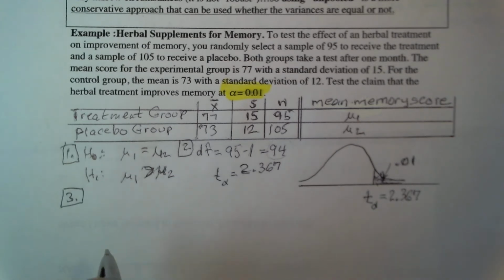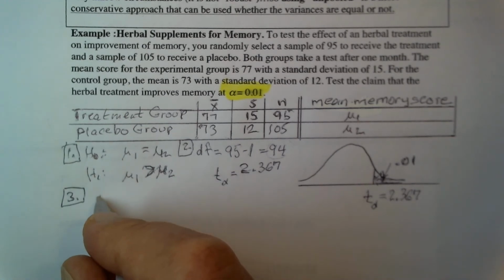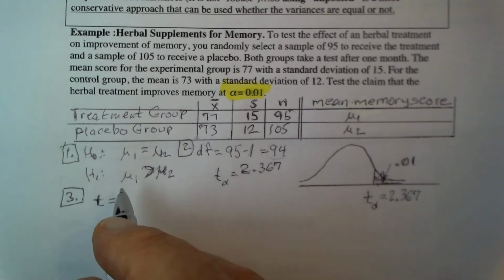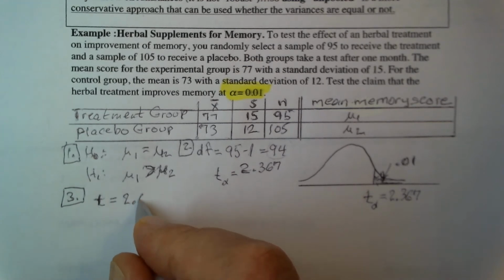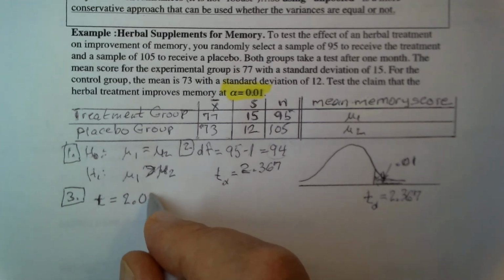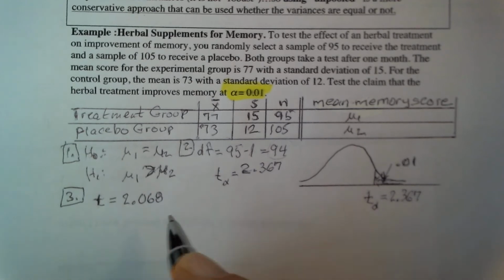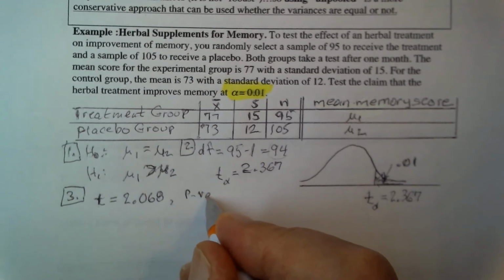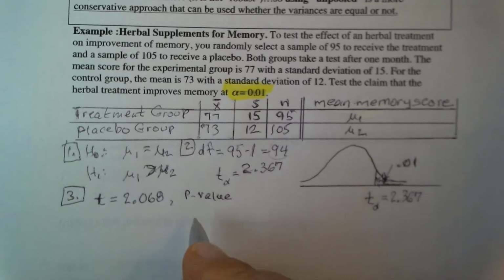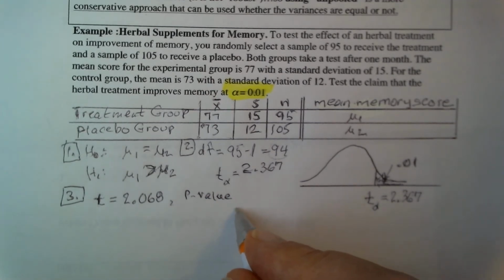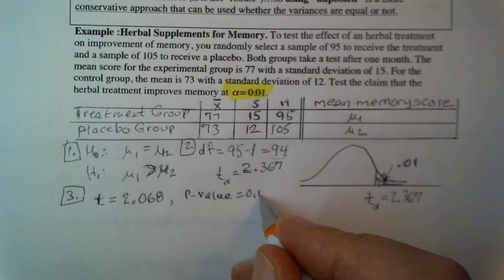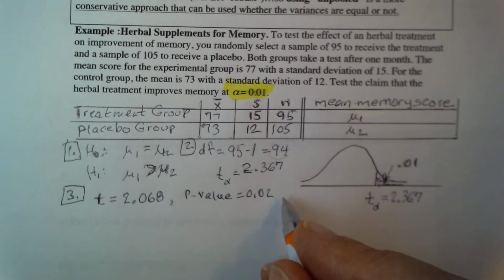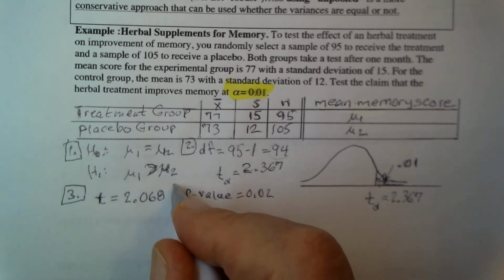Using technology, we find that our test statistic is t equal to 2.068, and the associated p-value is equal to 0.02 for the p-value, and so it's number 4.